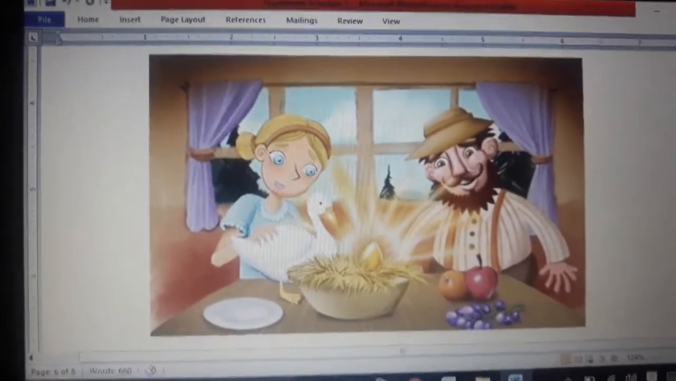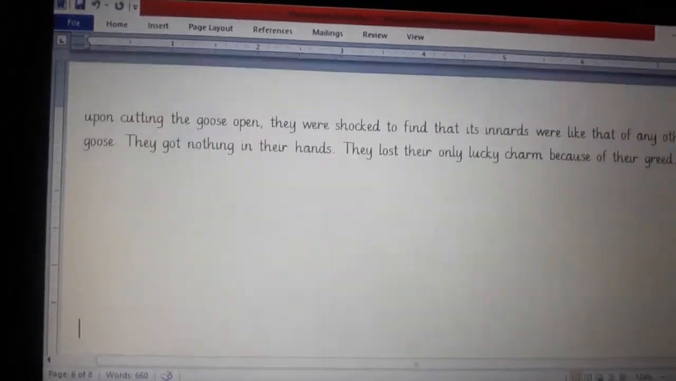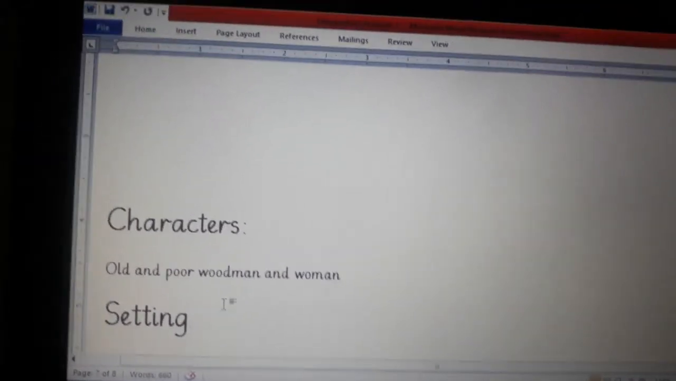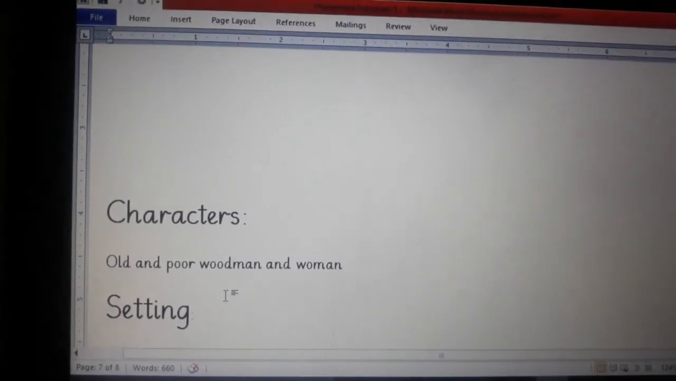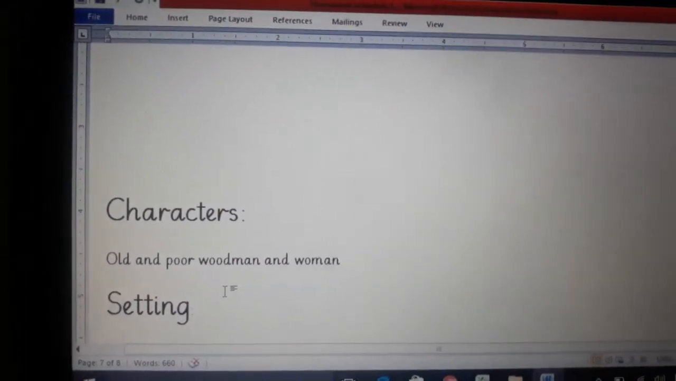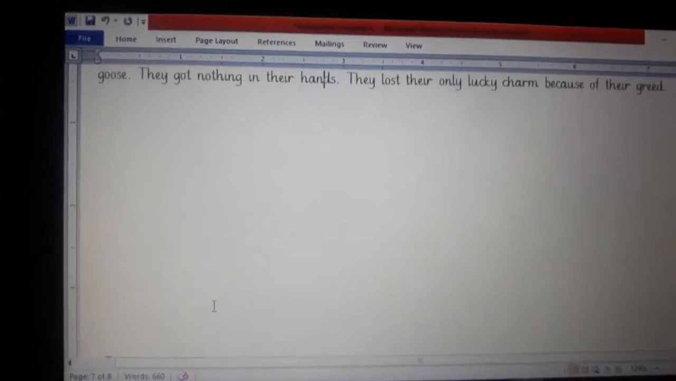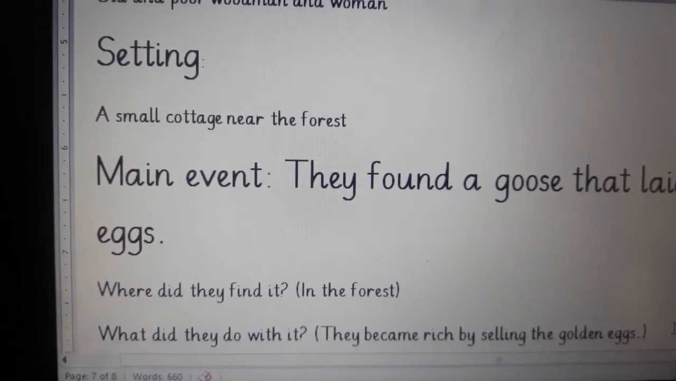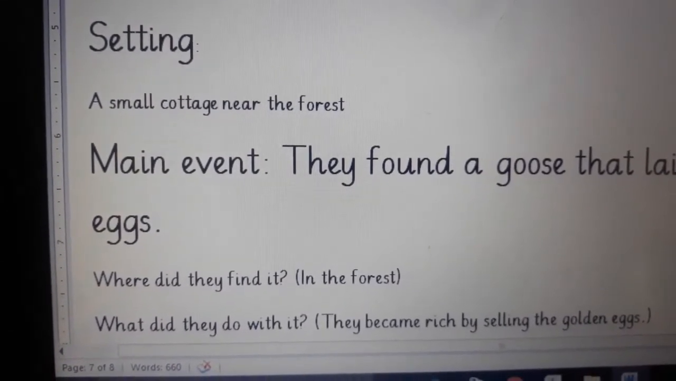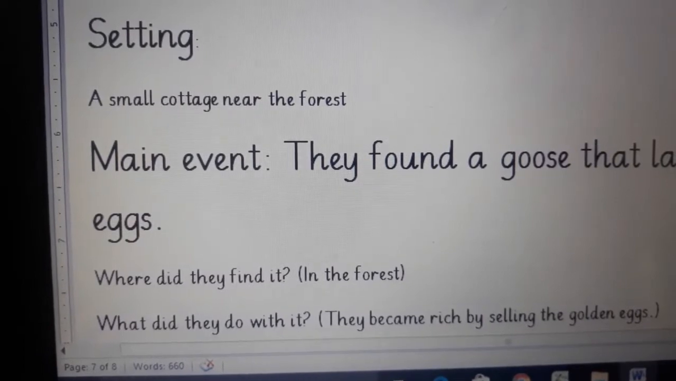While choosing, first of all, we have to choose the characters. This is a man and a lady. That man can be a woodman, or the character can be a farmer, or any person that you like. Fine. So I have considered that he is a woodman and a woman. What's the setting? Obviously, if he is a woodcutter, he would live somewhere near a forest. If he is a farmer, he would live near a field or in a village.